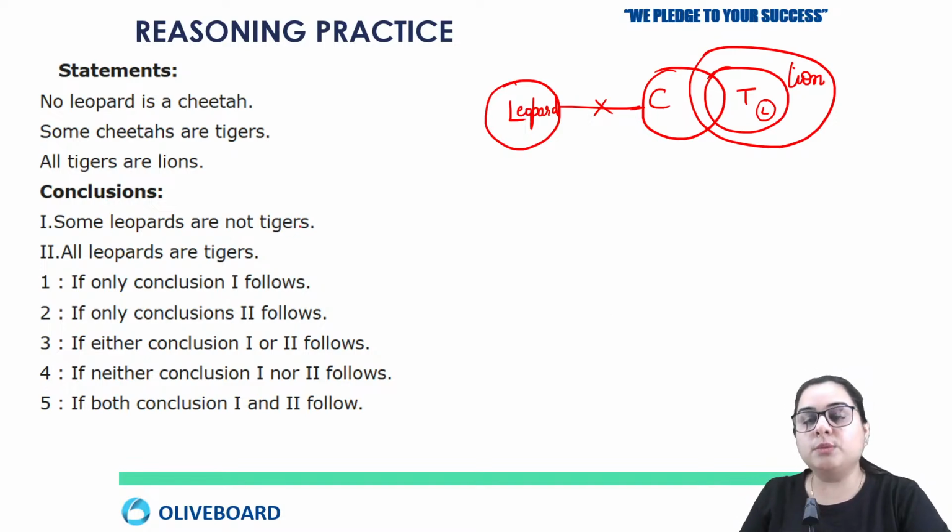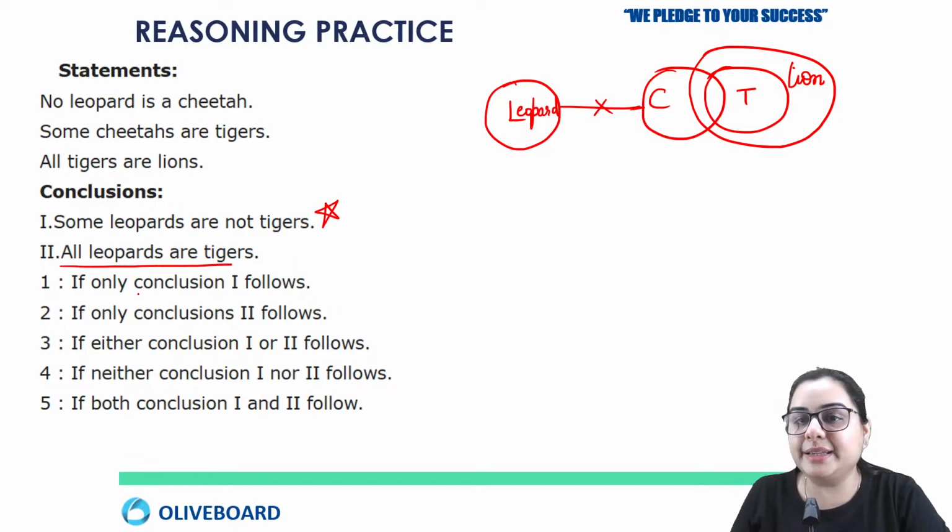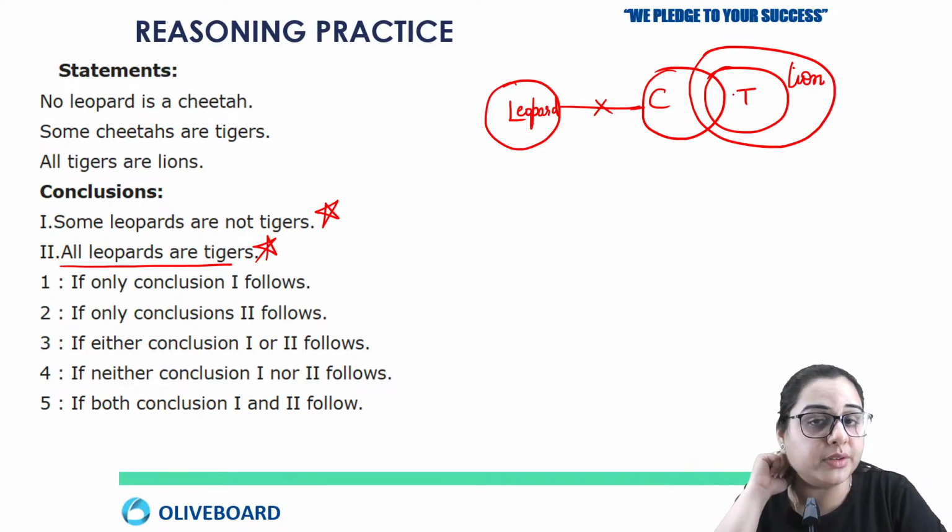So here the relation between leopard and tiger is a doubtful relation. Either leopard can come in tiger, or leopard cannot come in tiger. So this is the doubtful one. Next is all leopards are tiger. Now this is again a doubtful part. All leopards can also come in tiger, or it might be the case that they will not come.